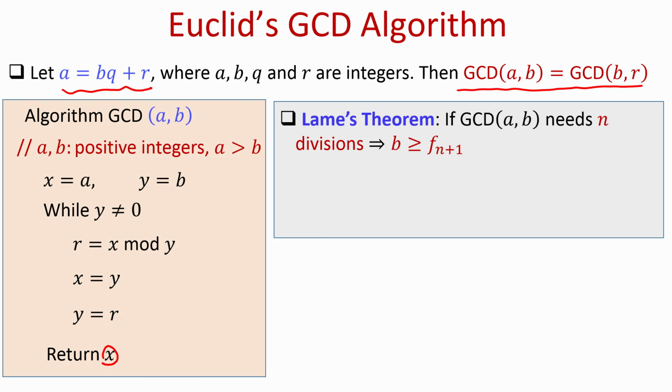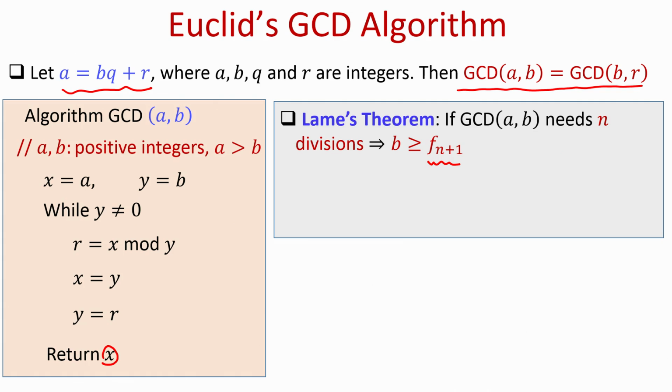Euclid's algorithm and it needs n number of divisions, then your B should be at least the n plus 1th Fibonacci number, namely B should be greater than or equal to f of n plus 1. So, here f of n plus 1 denotes the n plus 1th Fibonacci number.